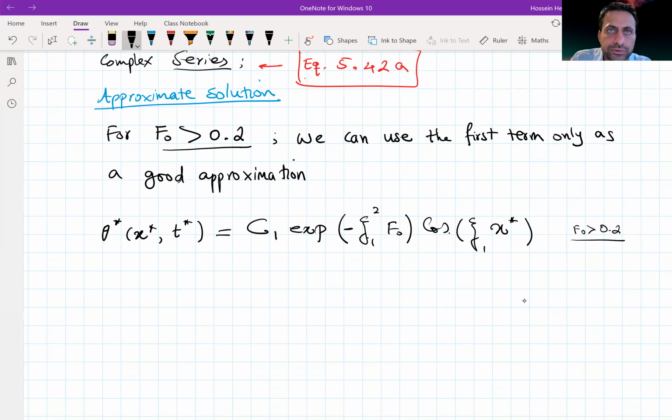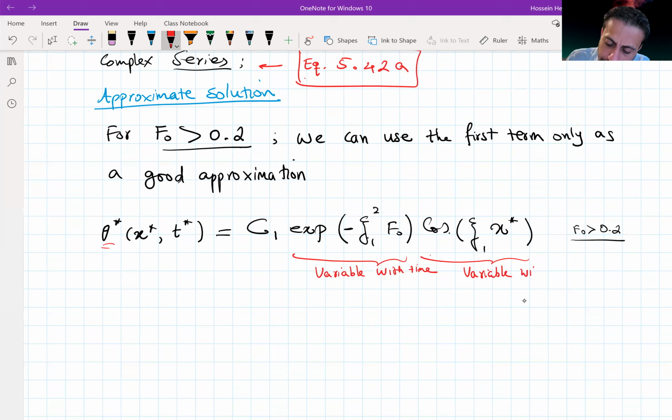Now, if you look at this solution, this part is the variable with time. So remember theta star, or dimensionless temperature, is a function of time and space. So this is the functionality with time, and the second term shows the variability with space. Here is x.